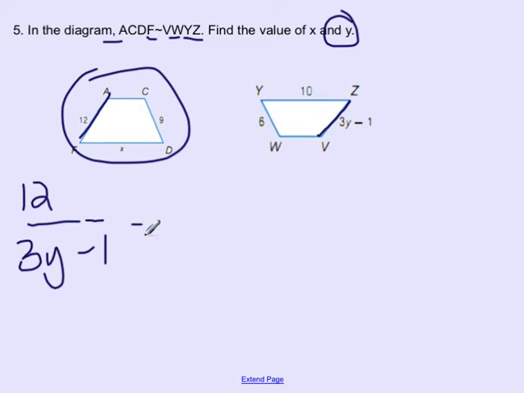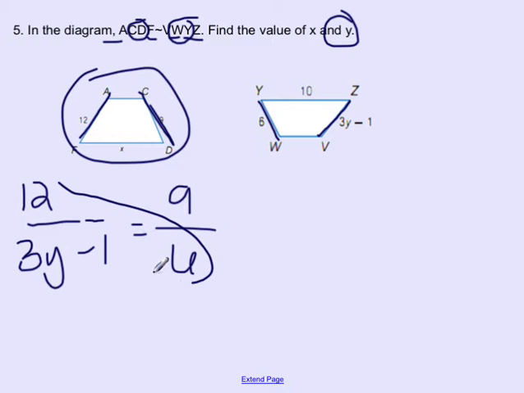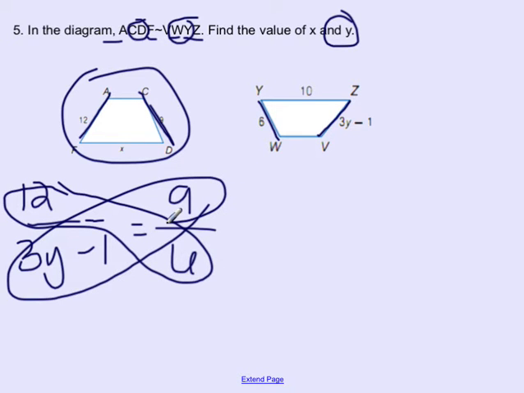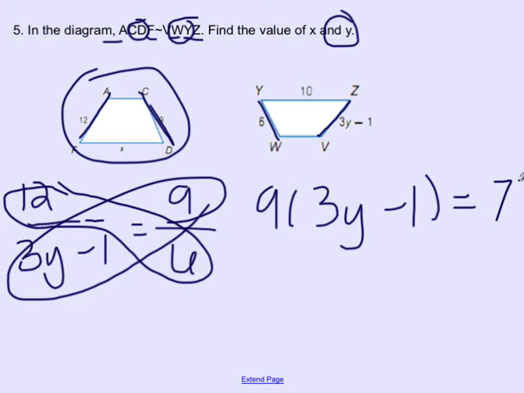Now I need to find something where I know both the values. Here I know 9, so I have CD, which is the same as WY. So I'm going to put this guy on top and this guy on the bottom. So now I need to cross multiply. When I do that, I end up getting 9 times 3y minus 1 is equal to 12 times 6. And 12 times 6 is 72.